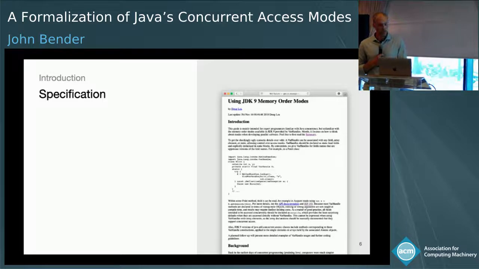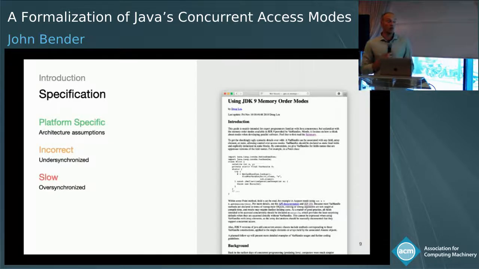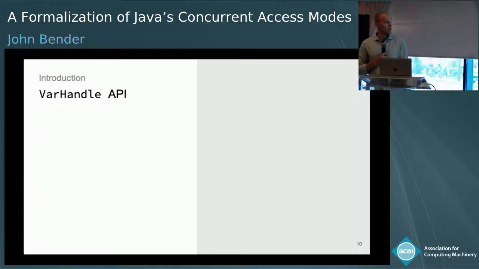But basically, the informal specification is intended to solve three problems that arise when you have a poorly specified semantics in this context. One of them is that programmers tend to make architecture-specific assumptions in the way they write their programs, so their programs tend not to be portable. A lot of times they don't have enough synchronization, so their programs are incorrect. Alternately, they may be unsure of what they're doing, and so they over-synchronize and end up with slow code. And remember, the whole point of this is for performance.